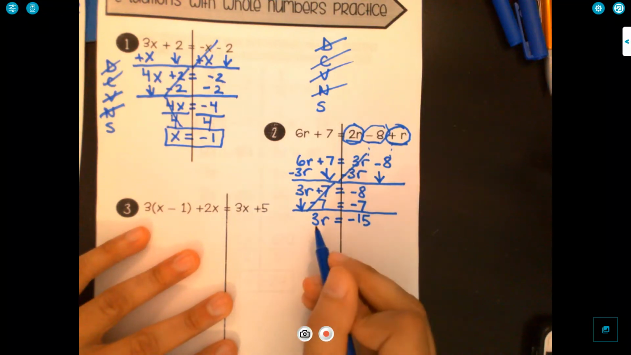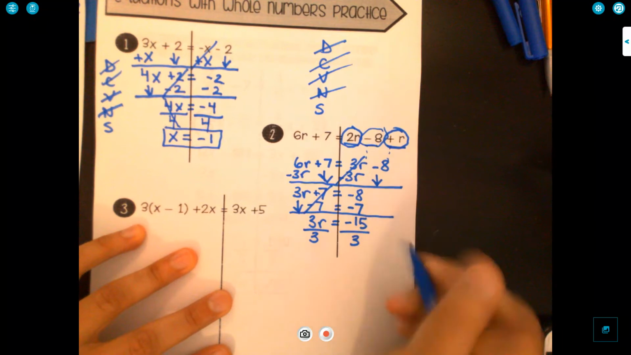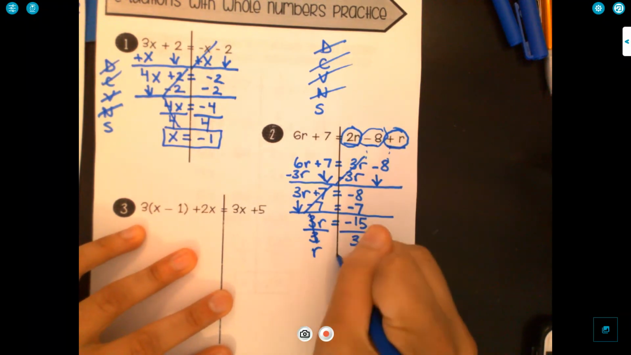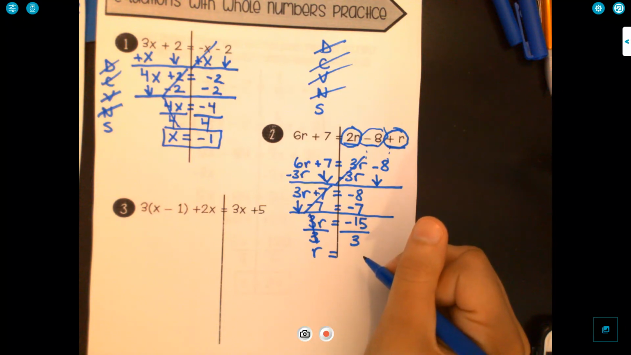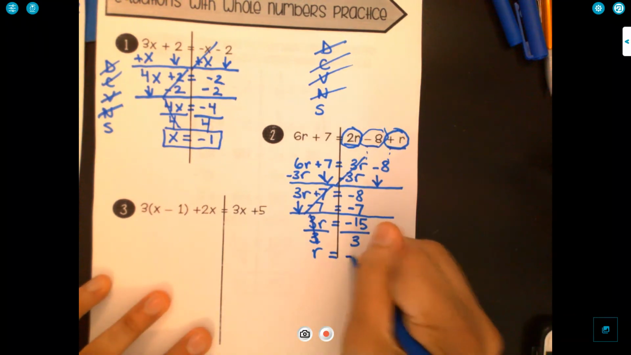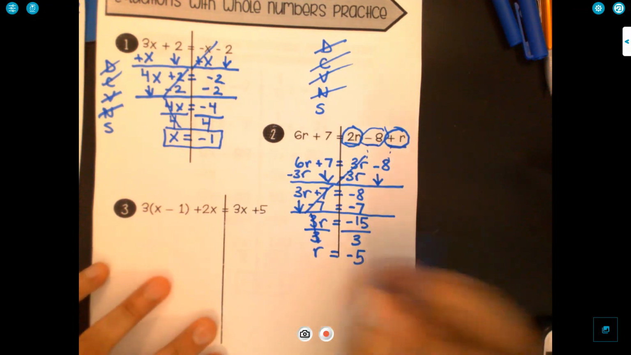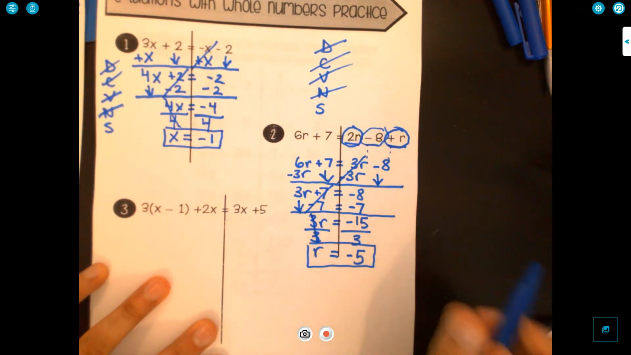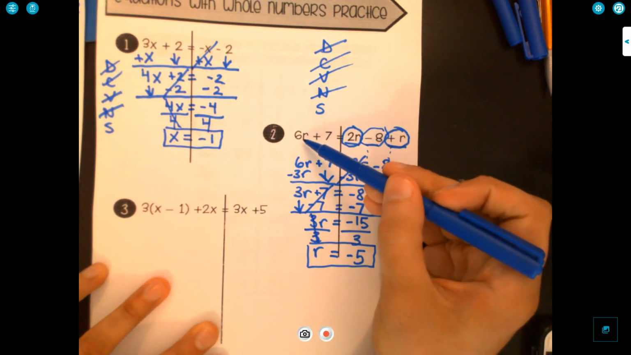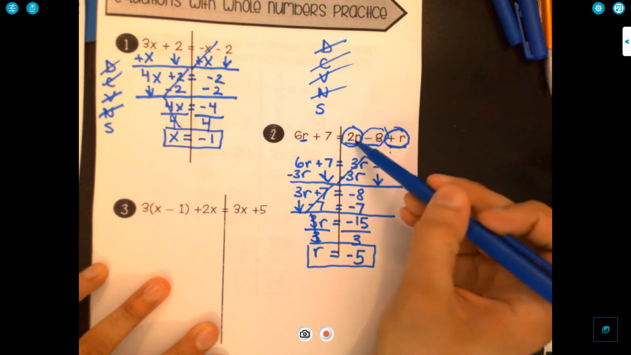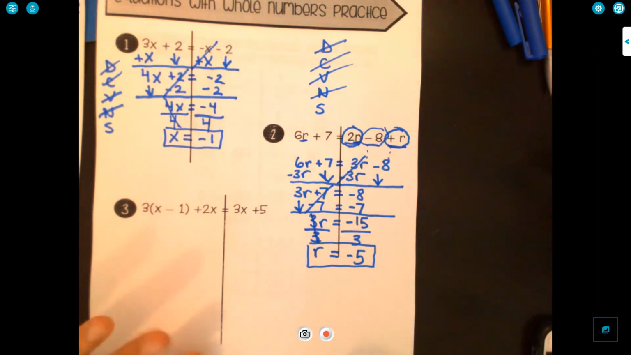So now we solve. 3 times r, inverse operation is division. So divide by 3, divide by 3. Get r is equal to -15 divided by 3, which you should get -5, because -5 times positive 3 is -15. So r equals -5. So that means if we were to take -5 and then plug it into every single r up here, this side would equal this side. We would get the same number.